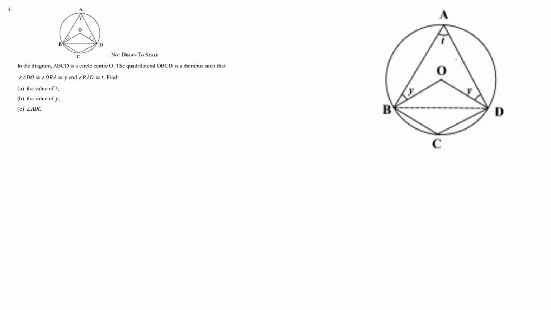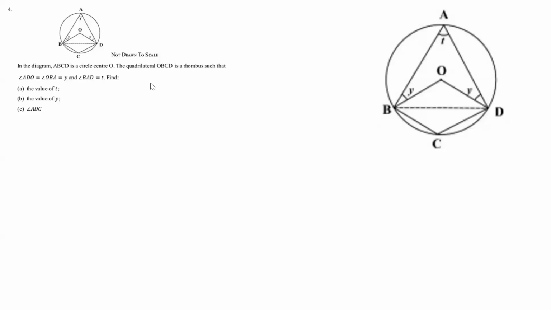So with this diagram, I've intentionally extracted it, huge here. We are told that O is the center. So this is the center. And we know this angle to be T, that is angle BAD to be T, angle ADO to be equal to angle OBA to be equal to Y. So these two angles are equal and they are equal to Y.